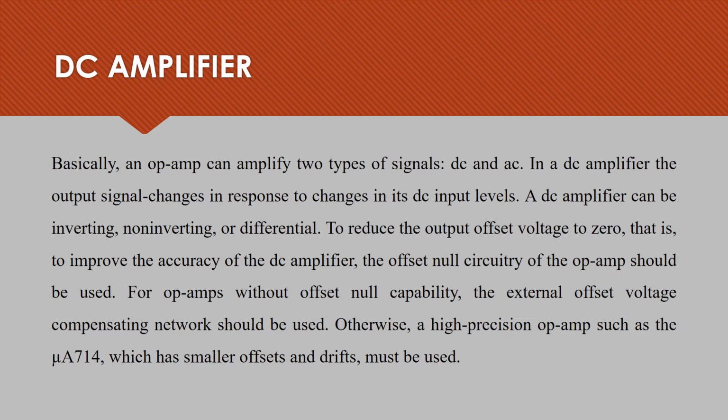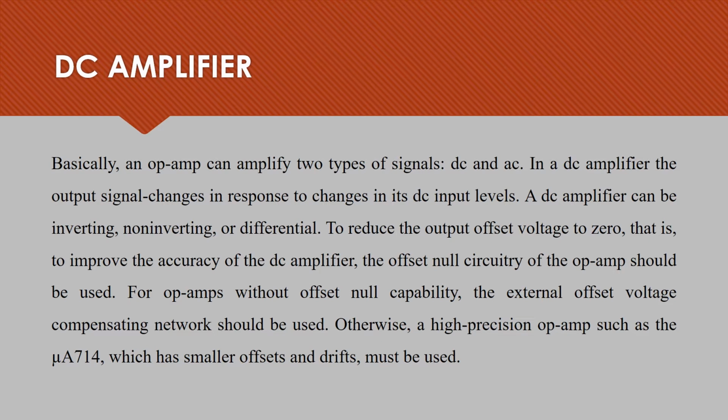Basically, an op amp can amplify two types of signals, DC and AC. In a DC amplifier, the output signal changes in response to the changes in the DC input levels. A DC amplifier can be inverting, non-inverting or differential.